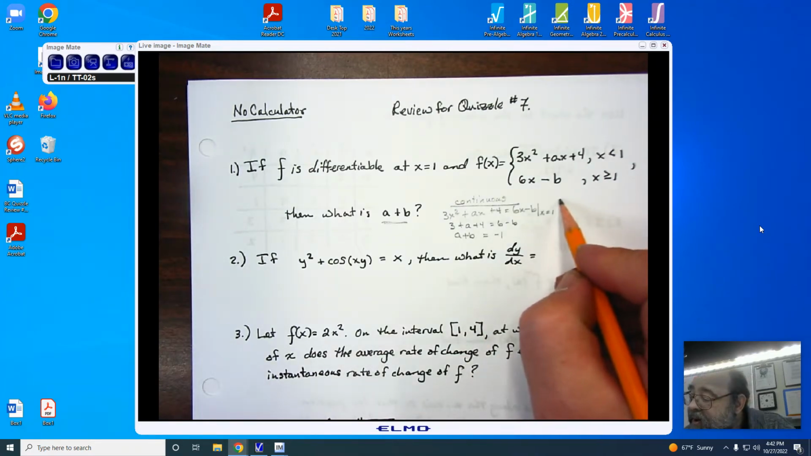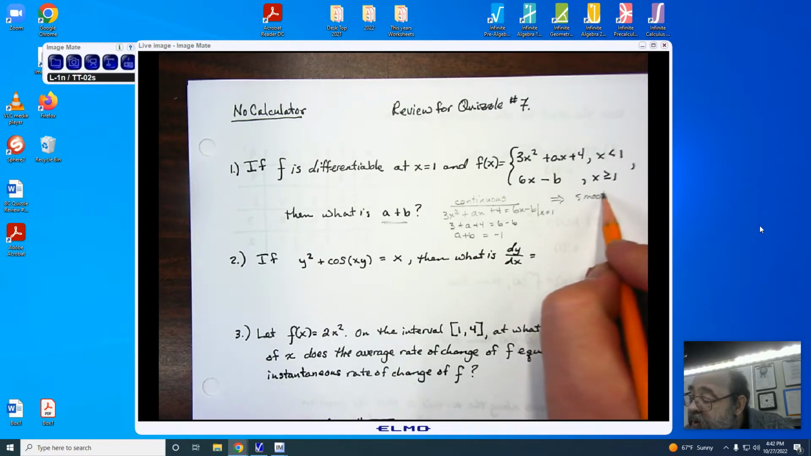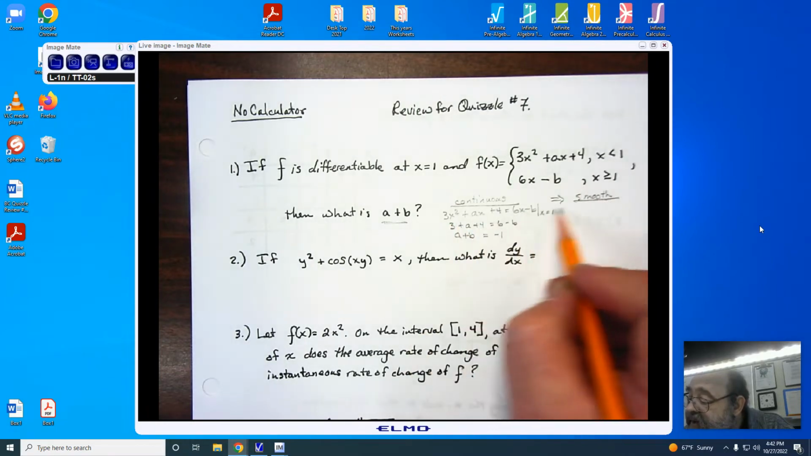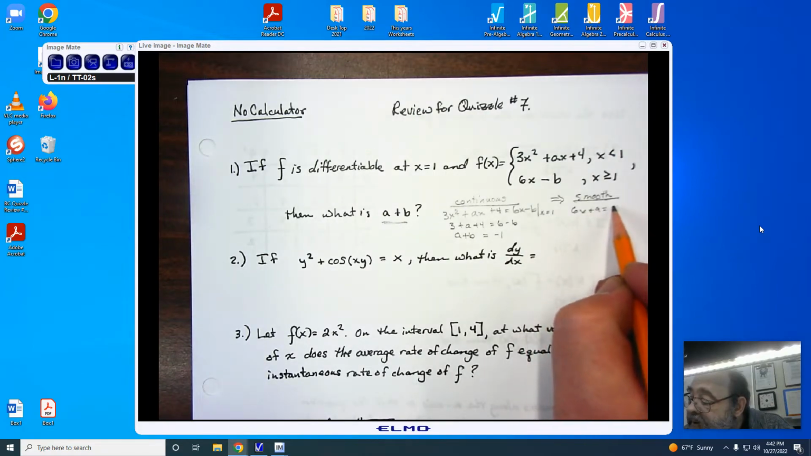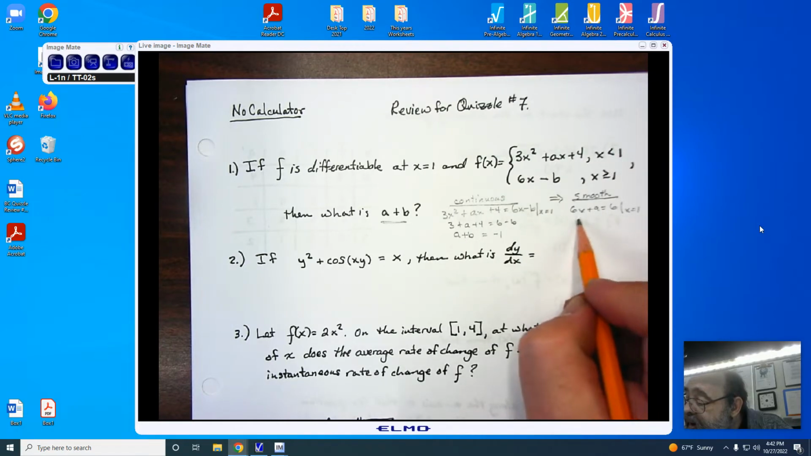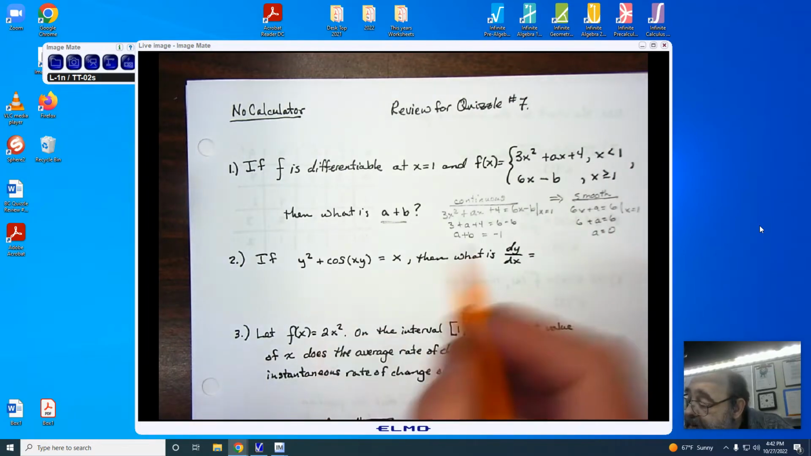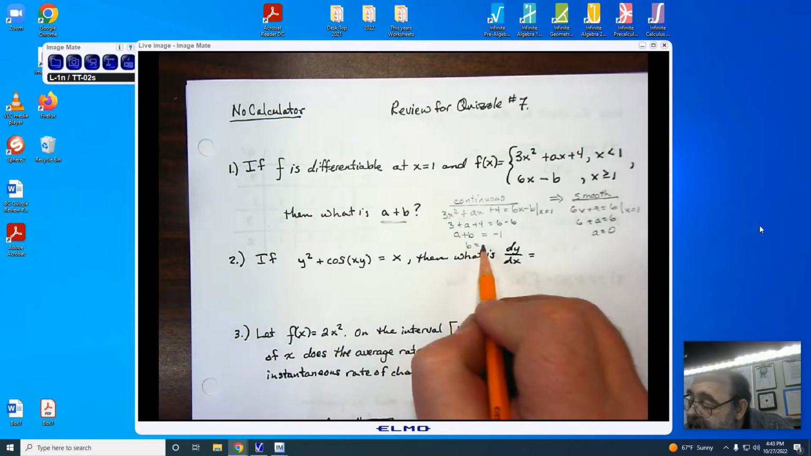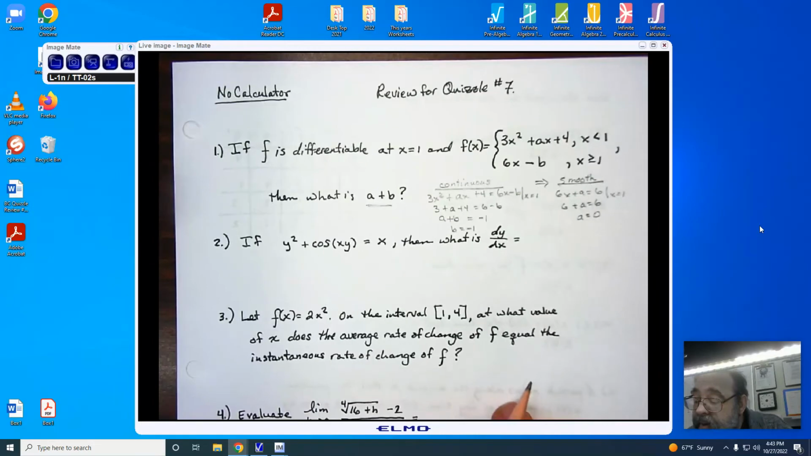Because what we always want to do is then do our smooth portion, and the smooth portion is the derivative of this line. So 6x plus a has to equal 6 at x equaling 1, and when we plug it in, we get 6 plus a equals 6, and a equals 0. That means that our b value has to equal negative 1, and then we would find a plus b. Alrighty, let's go ahead and move to number 2.